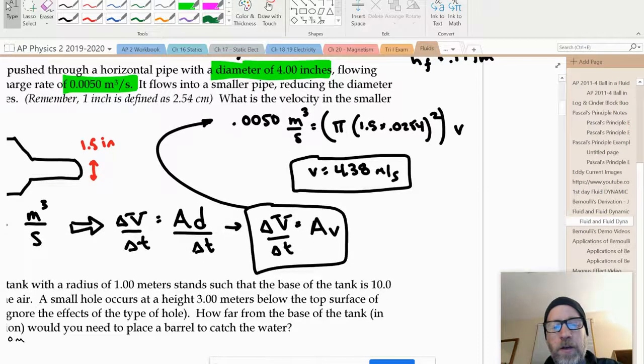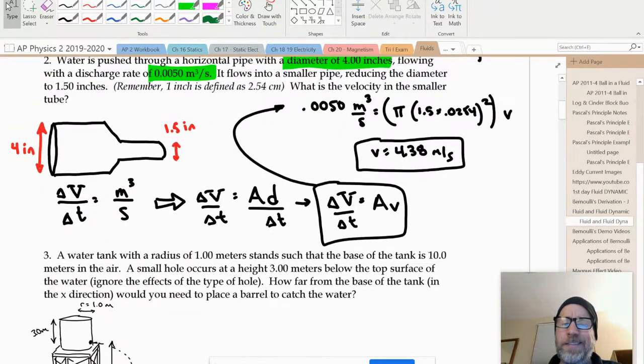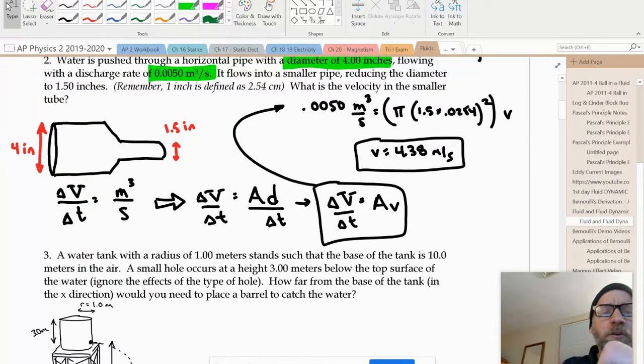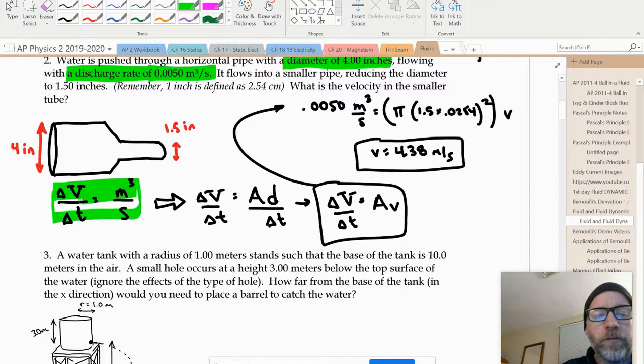Good. What was the point of that problem? I don't know. I think it was so that we could learn the word discharge rate. Discharge rate. And deal with units.